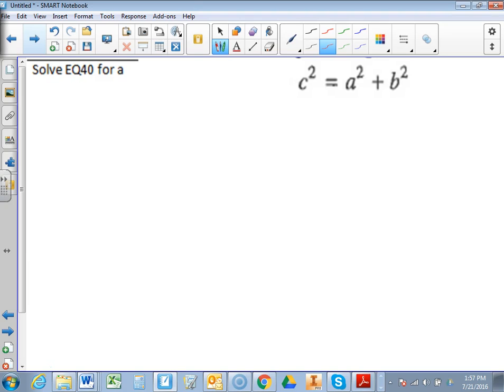Alright, you may recognize this. Hopefully you do. This is the Pythagorean theorem. We're going to have to get very good at this. If you get to vectors, you'll see this shows up all the time. So in this case, we're solving for a. First thing we're going to do is subtract b squared from both sides.